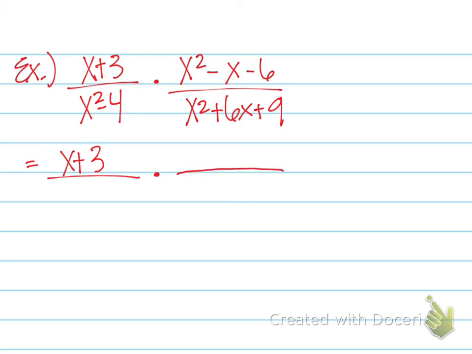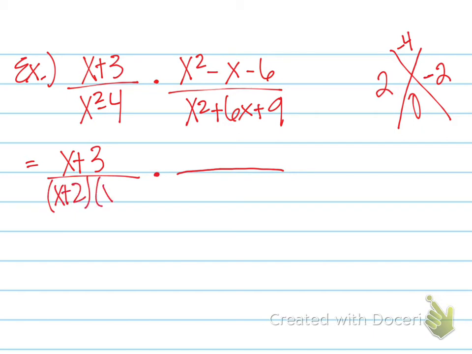So I'm going to start by factoring the denominator on the first fraction. And we actually just factored it in the previous example. So we had a 0 at the bottom and a negative 4 up top. We have a 2 and a negative 2. So this leaves me with x plus 2 and x minus 2.